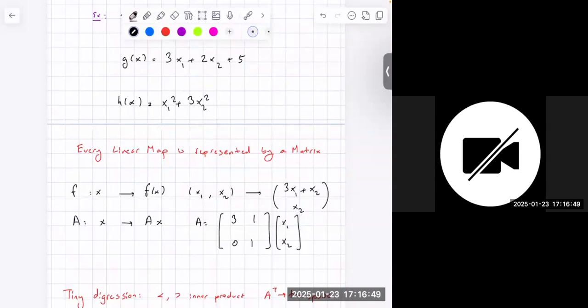Do you remember matrix vector multiplication? How do you do it? We have a lot of different backgrounds. Tell me if you don't remember, it's fine, I'll go over it again. So how do you do matrix vector? Take the first row, multiply it with the vector. 3 times x1 plus 1 times x2 gives you this. 0 times x1 plus 1 times x2 gives you this.